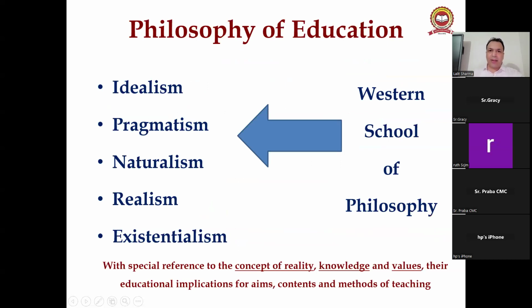Okay, next our topic is philosophy of education. These are the Western schools of philosophy: idealism, pragmatism, naturalism, realism. Realism was missing actually when I was saying it in the starting, right? So 1, 2, 3, 4, 5. These are the 5 Western schools of education, right?